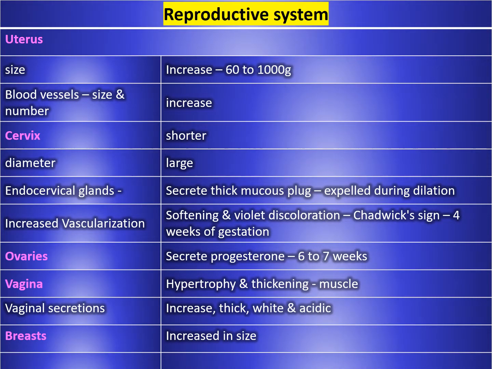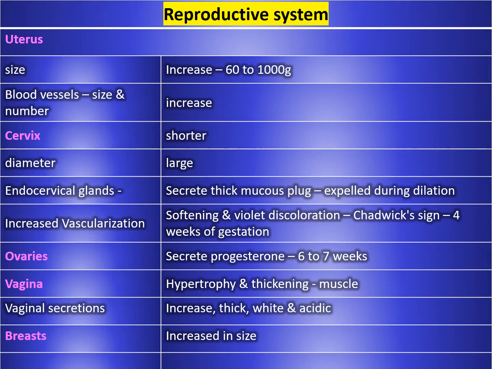Understanding the physiological changes in the reproductive system. The uterus enlarges, increasing in mass from approximately 60 to 1000 grams, as a result of hyperplasia and hypertrophy. The uterus becomes highly vascularized with an increase in the number of blood vessels and the lymphatics. Irregular contractions can occur. The cervix becomes shorter, more elastic and larger in diameter.